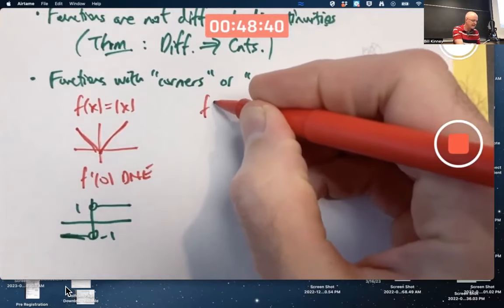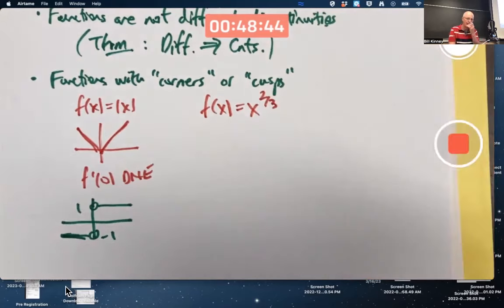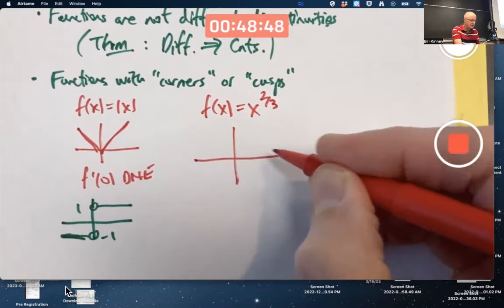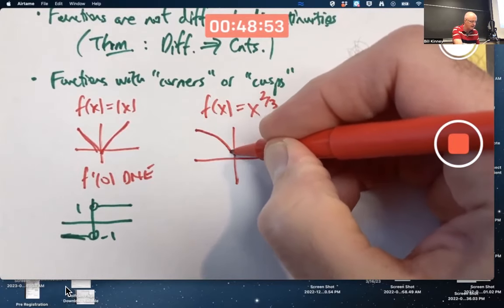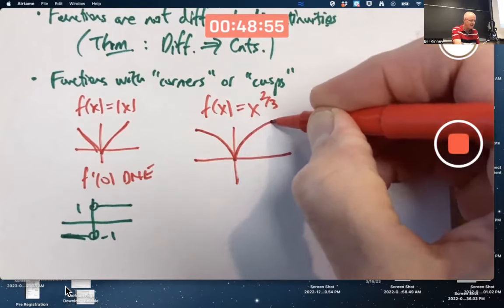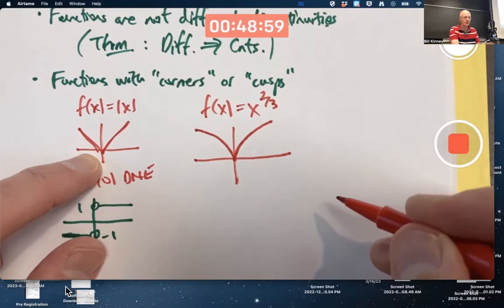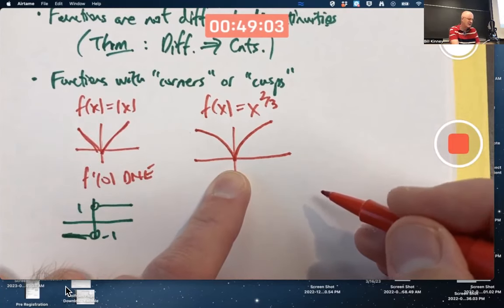Another example is f of x equals x to the 2/3 power, a fractional power. The graph of x to the 2/3 power looks kind of like a V as well, but it's kind of a curved V. This point right there, people think of as being a corner in the graph. This point, people think of as being a cusp. I mean, you could call it a corner as well.